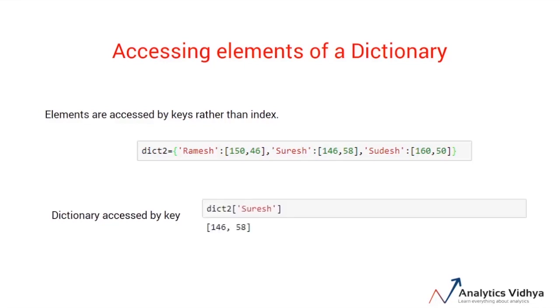So if you want to access details of Suresh, we can do something like dict2, the name of the dictionary, then the square brackets and the name of the key whose value we want. So when we do something like dict2 Suresh, it returns its value, which is a list of two numbers, 146 and 58.